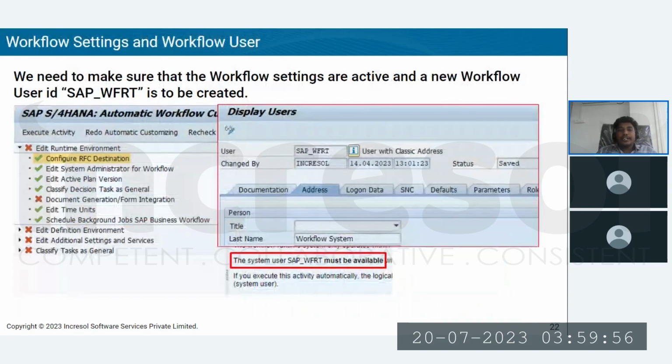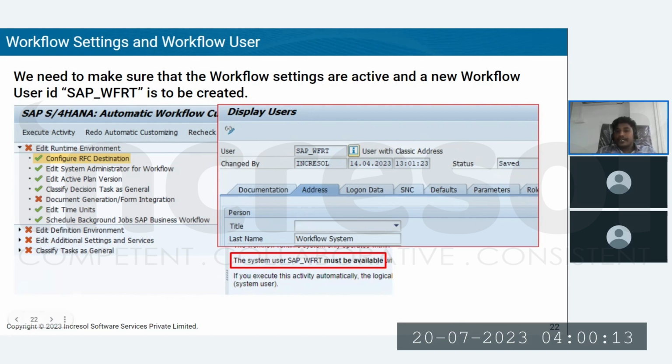Next, we have to make sure that the system is active with the workflow RFCs. As you can see on the screen, on the left side you can see the right marks. These are the bare minimum activations required.